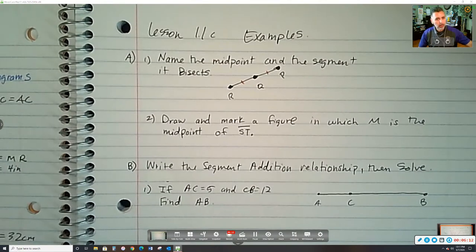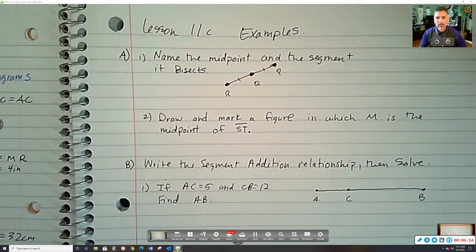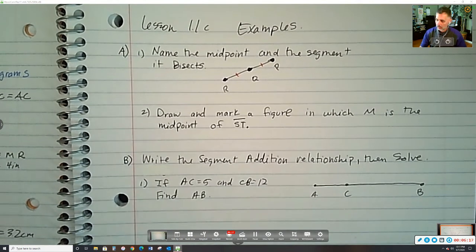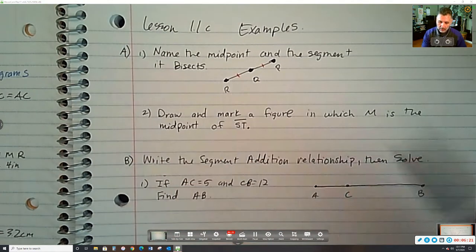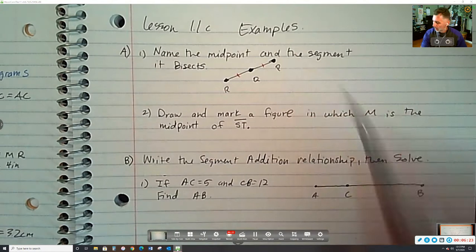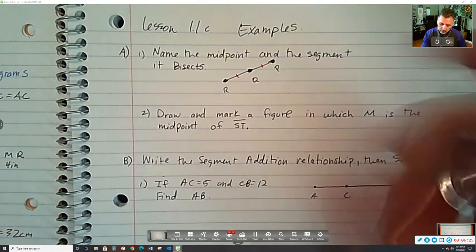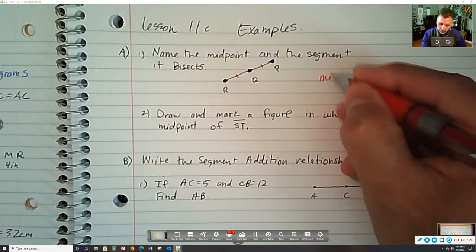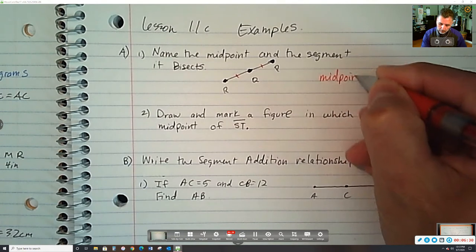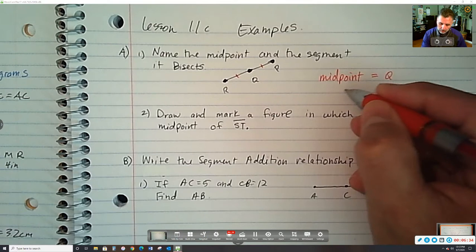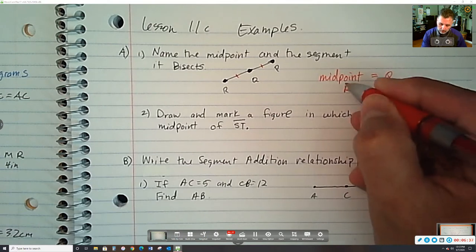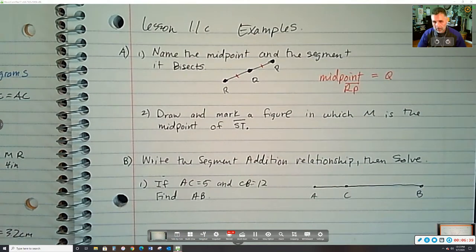So here we have some examples. I'll go ahead and just leave the whole thing up. So here it says, name the midpoint and the segment it bisects. Okay, that seems pretty straightforward. The midpoint is Q, and the segment it's bisecting is RP. Okay, Q is in the middle of RP.